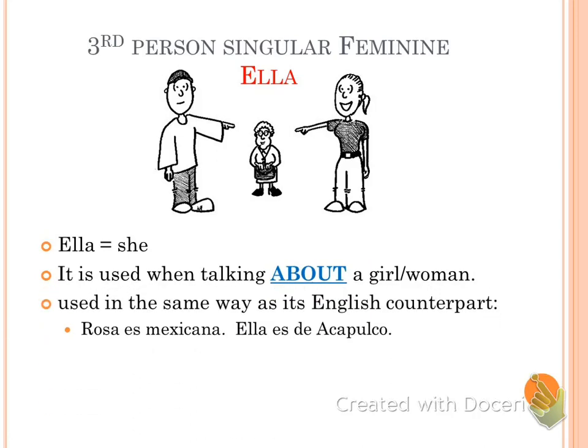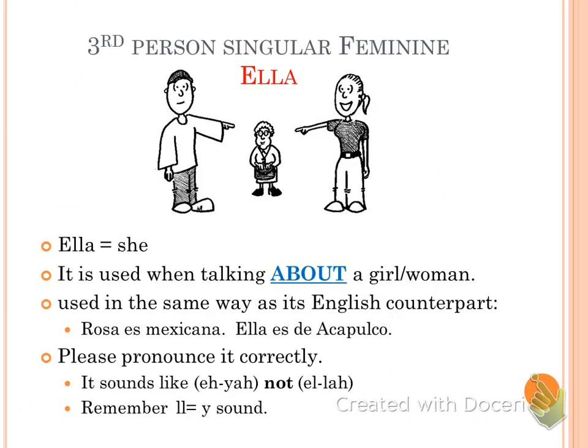Couple of examples there. Again, if you're talking about Rosa, replace Rosa with ella. Same thing. And careful. This is not umbrella, ella. This is ella. Remember when we did our alphabet? Double L sounds like a Y. Okay, so not ella, ella. Okay, say it right from the beginning.